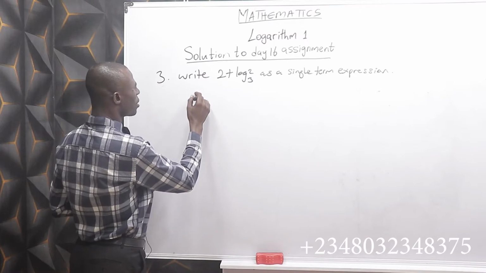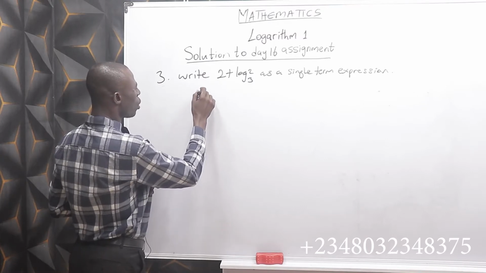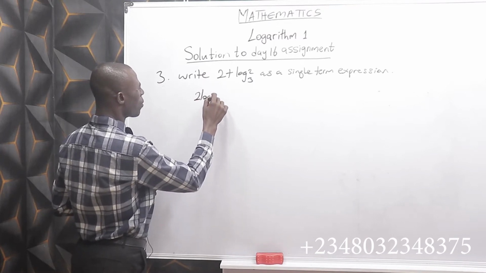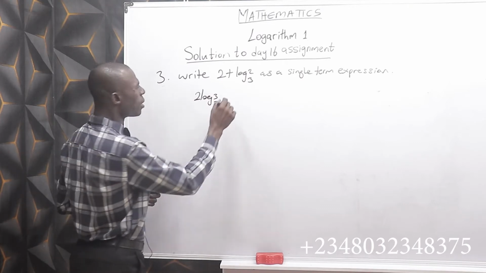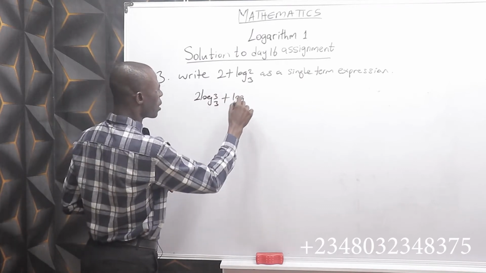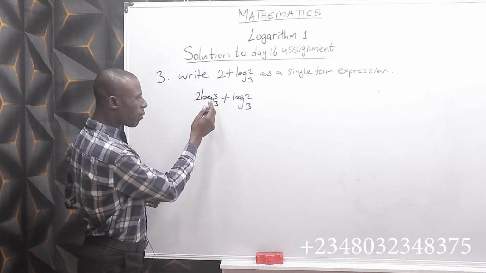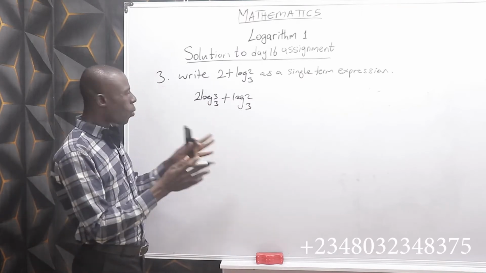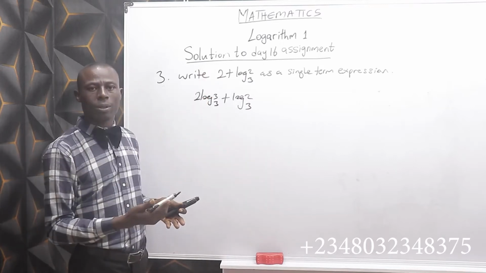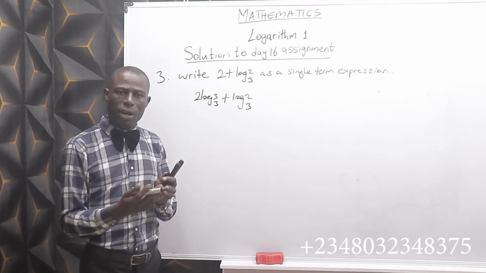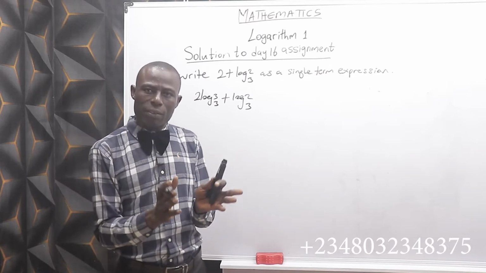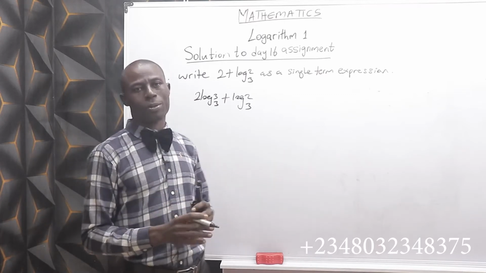So you write 2 log 3 base 3 plus log 2 base 3. What do I mean? Remember, log 3 base 3 is 1. 1 times 2 is still 2. So 1 is the value we use to multiply any other value without changing that other value.